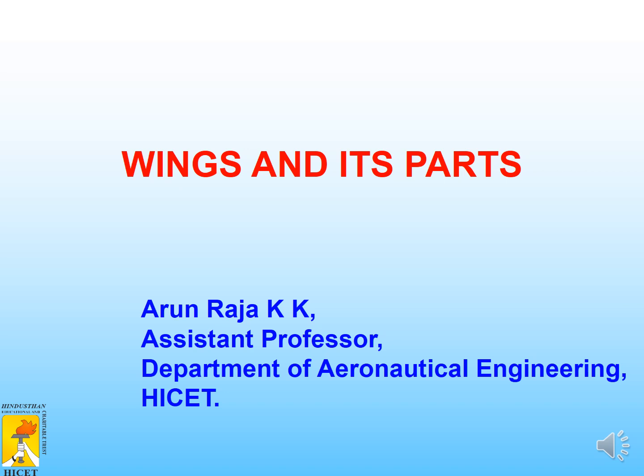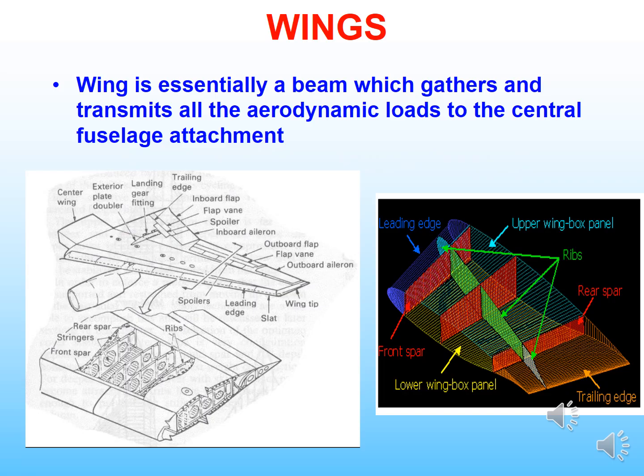In this video, we are going to see about wing and its parts in an aircraft. Wings. These wings are essentially a beam which gathers and transmits all the aerodynamic loads to the central fuselage attachments. The wings are producing almost 80% of the lift generated for the aircraft to fly.